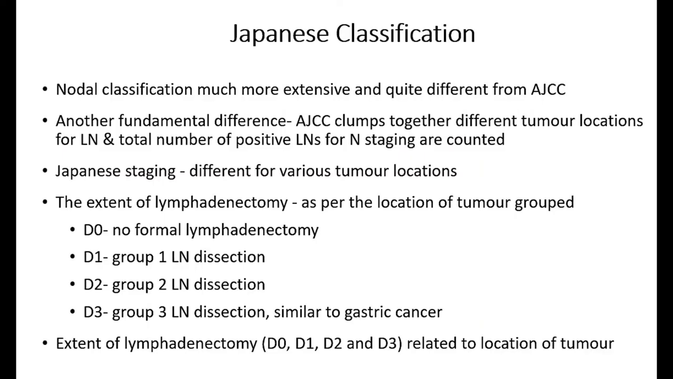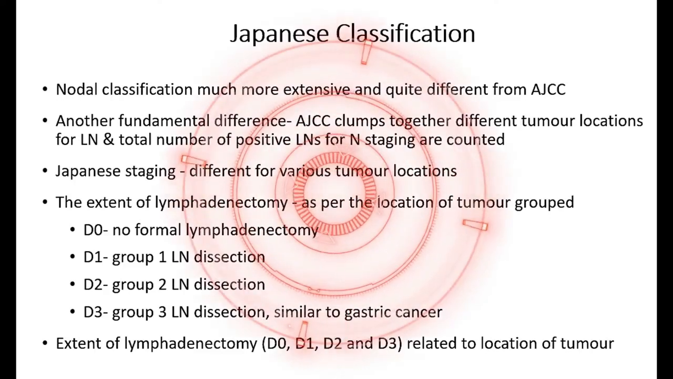The Japanese classification is more extensive for lymph node staging than AJCC. Another fundamental difference is that AJCC clumps together different tumor locations for lymph nodes, and the total number of positive lymph nodes for N staging is counted irrespective of the location of the lymph nodes. In Japanese staging, it differs by tumor location, and the extent of lymphadenectomy is as per the location of the tumor. That is D0, there is no formal lymphadenectomy. D1 is group 1 lymph node dissection, D2 is group 2 lymph node dissection, and D3 is group 3 lymph node dissection. The extent of lymphadenectomy, D0, D1, D2, D3, is related to the location of the tumor, as in gastric cancer.